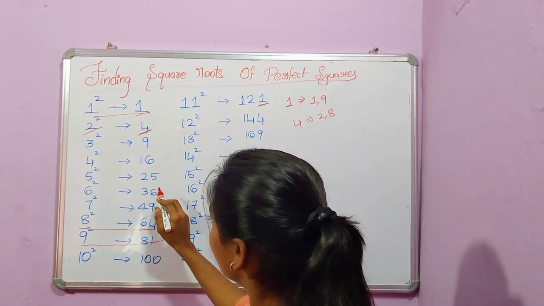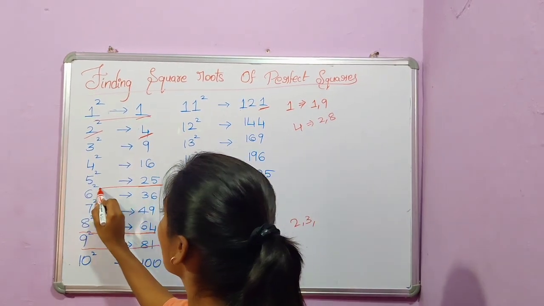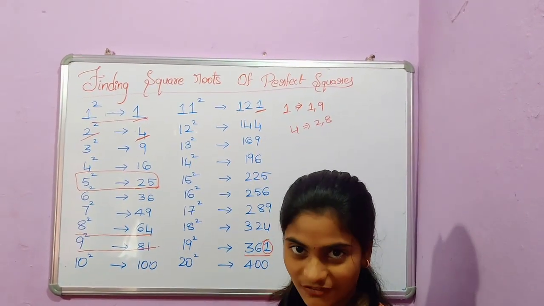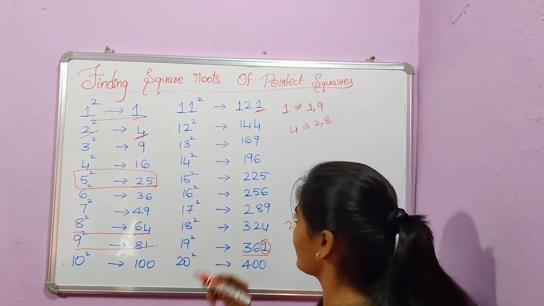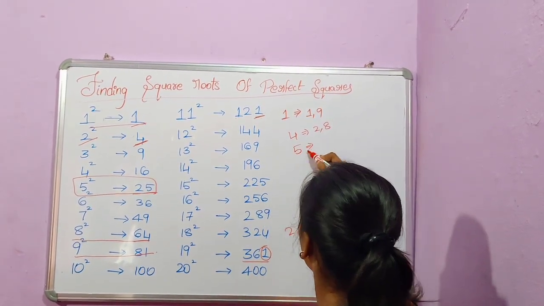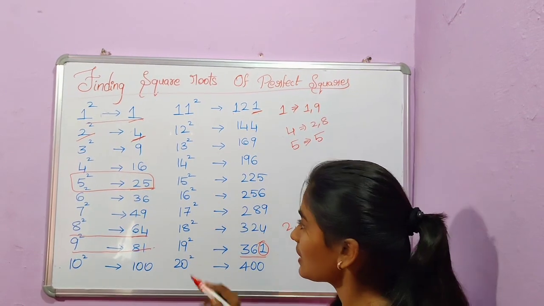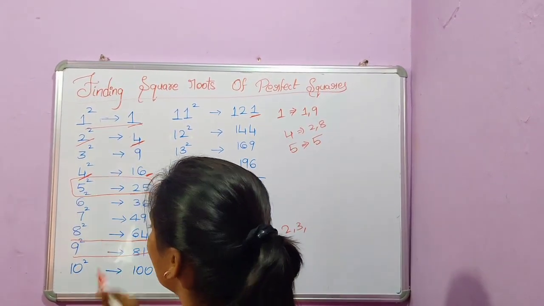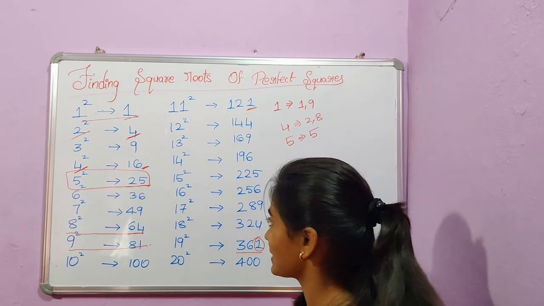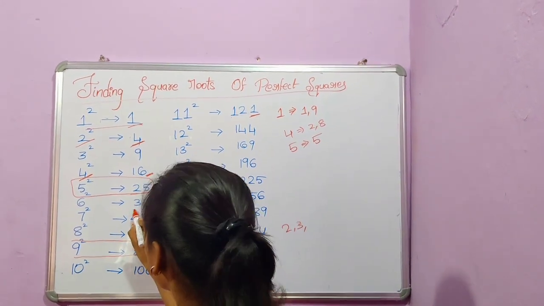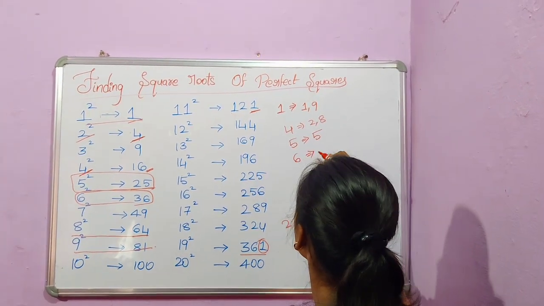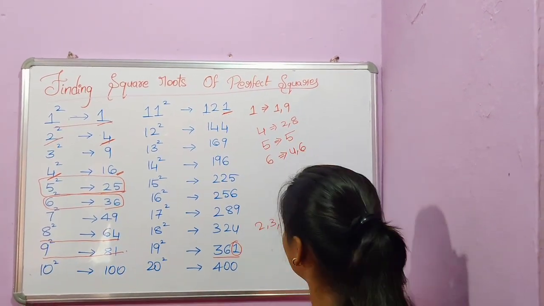And if you observe carefully, 5 as the last digit comes in only one case, that means only in 5. 5 squared is 25. Here the last digit is 5. So 5 is only got from 5. And 6 as the last digit comes from 4: 4 squared is 16, the last digit is 6. And in the same way 6. We are getting 6 at 4, and in the same way 6.